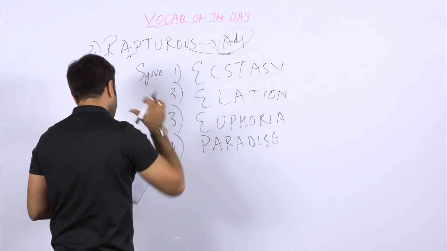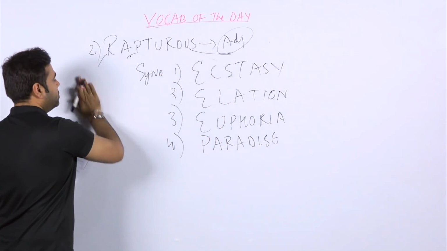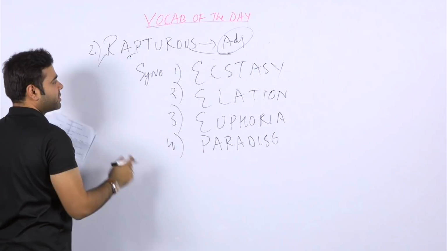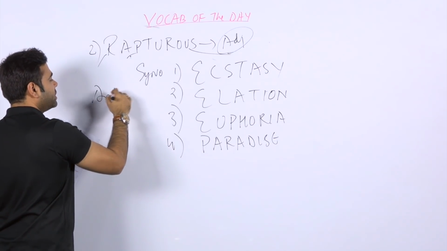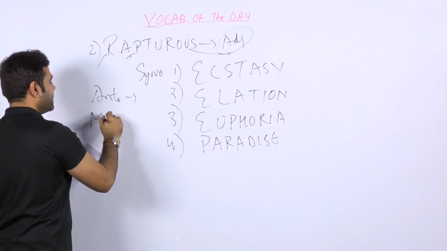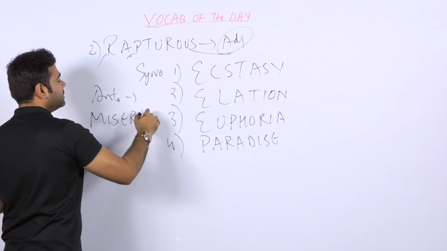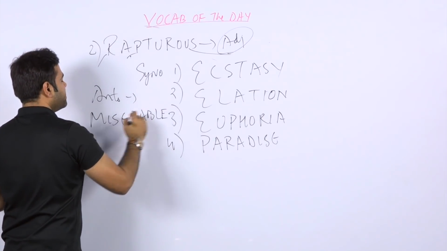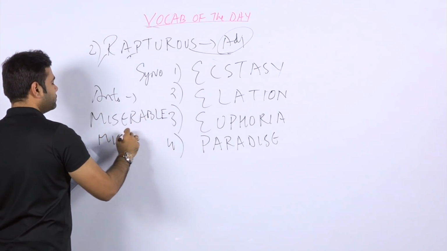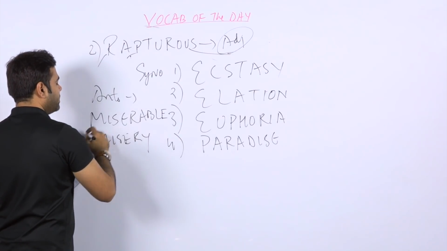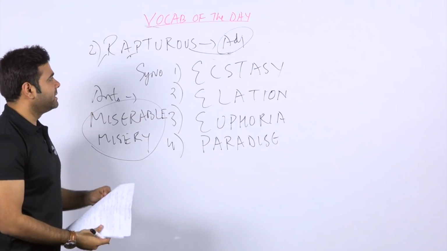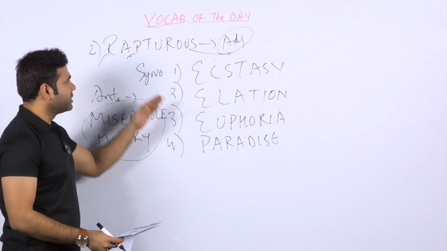Fine. Okay, so you can say these are the words related to synonym, and for this particular word, what can be the antonym? You can say misery or miserable. You can take it down. These can be the antonyms, and these can be the synonyms for this particular word.